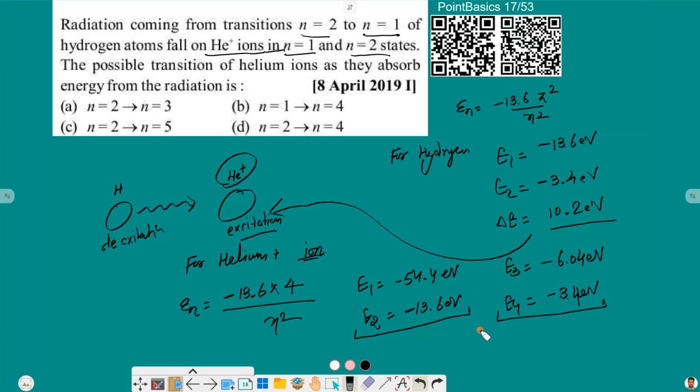Now we can see that E2 and E4 for helium positive ion have the same band gap, or same energy level difference, which hydrogen has for the first and second level. So the difference between the energy levels will match and the transition will happen between the second and the fourth level. And that is our answer, option D.